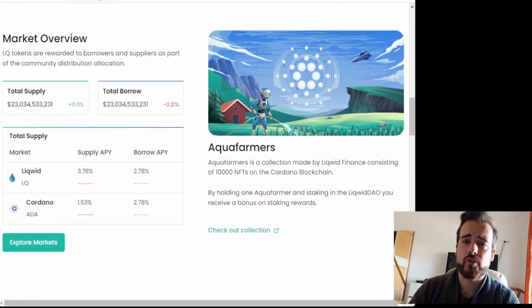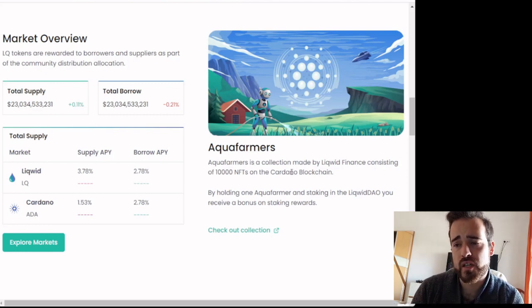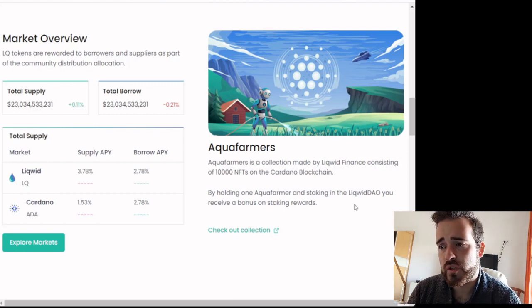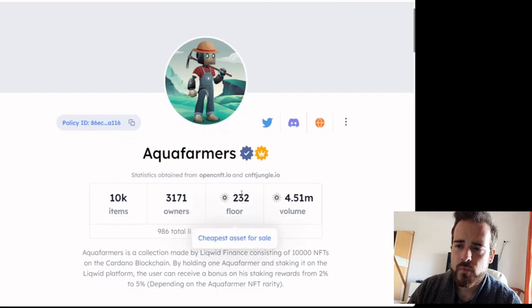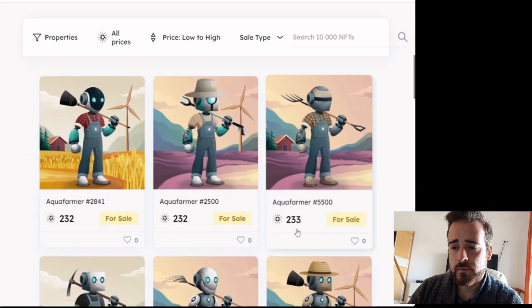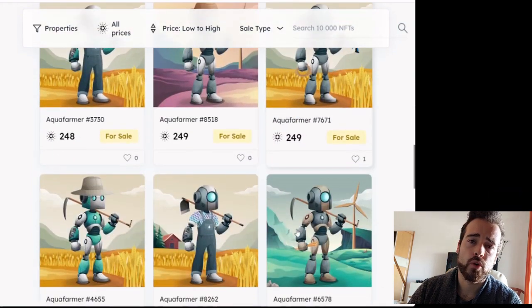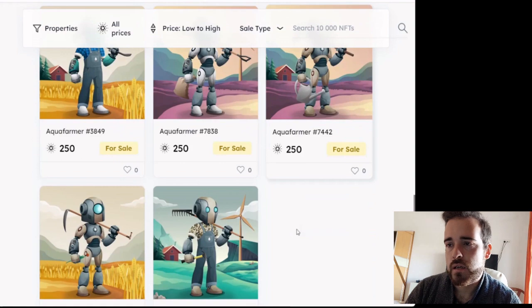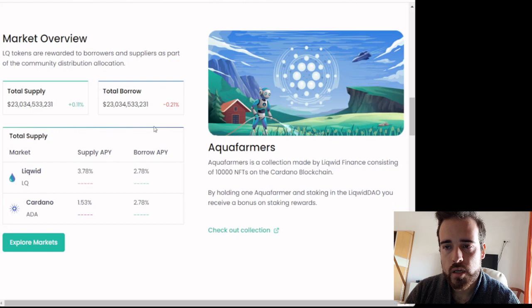One thing that's very important here is the Aquafarmers. This is basically an NFT collection of 10,000 NFTs launched by Liqwid Labs that give you a privilege and have a utility: being able to increase your staking rewards whenever you stake with the Liqwid DAO. Those NFTs are here on Cardano. They were launched for 44 ADA, and right now they are trading at 243 ADA. They seem cool, but they have a very specific utility as well, and it was a way for the protocol to sell some NFTs and gain some needed funds to continue their endeavor.